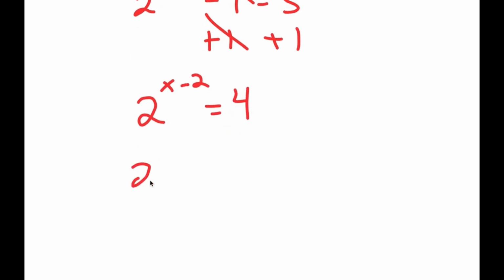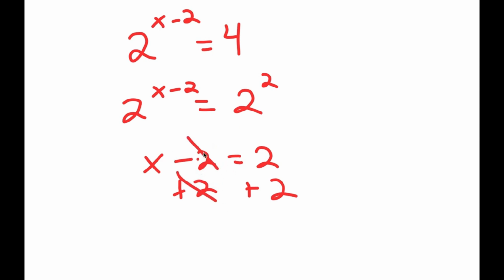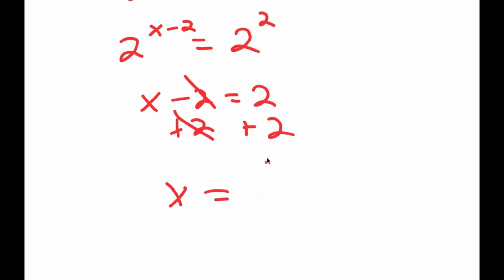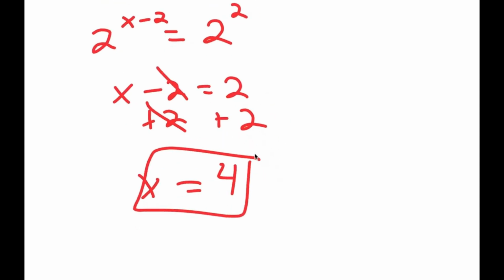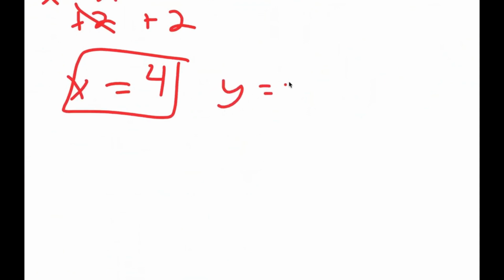And now 4 is the same thing as 2 squared, so I get 2 to the power of x minus 2 is equal to 2 squared. And this means that x minus 2 is equal to 2. And if I add 2 on both sides, these two cancel out, and I get x is equal to 2 plus 2, which is 4. So my solution is x equals 4, and y is equal to 2.